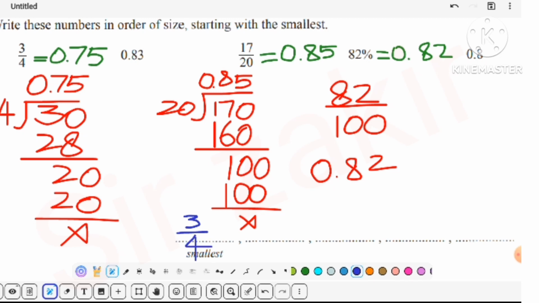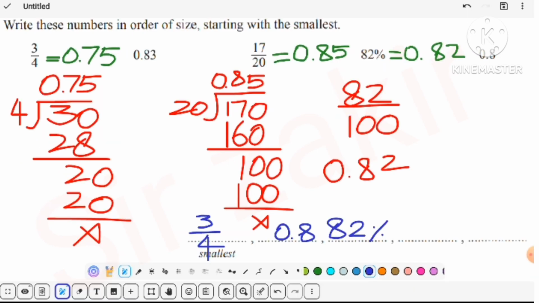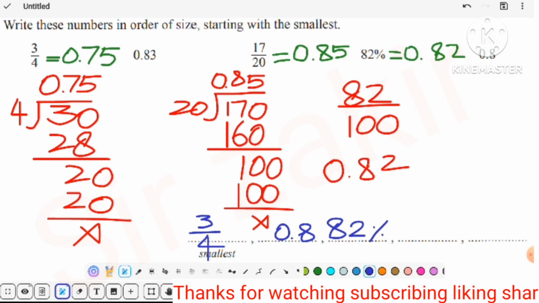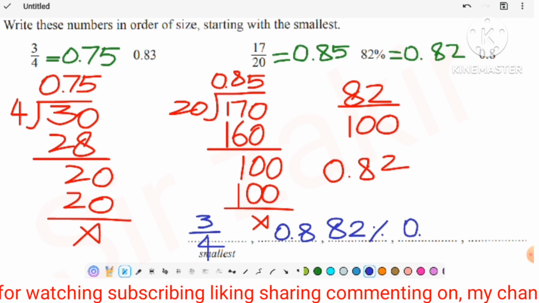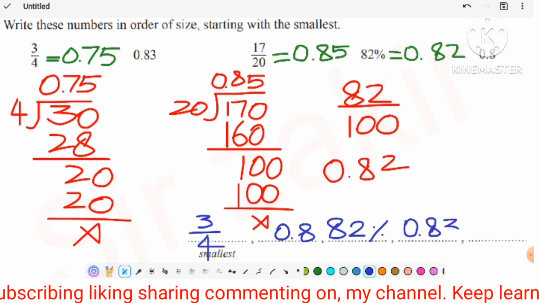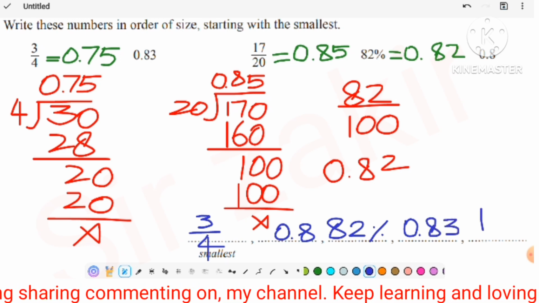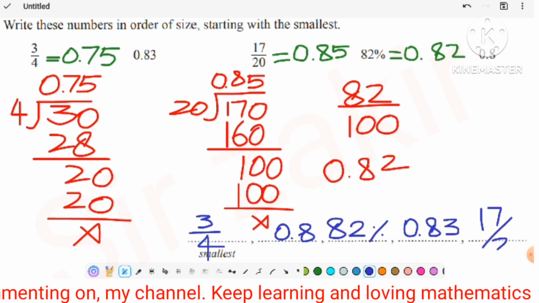Greater than that is 0.8. Greater than that is 0.82, which is 82%. Fraction greater than this is 0.83, which is exactly in this form, 0.83 given. So we write it exactly in the same form as it is given. And then we see the greatest, which is 0.85. It is 17 by 20.